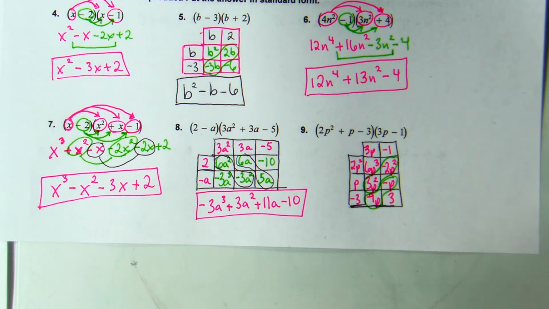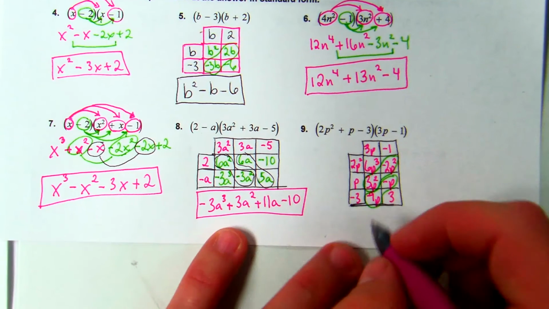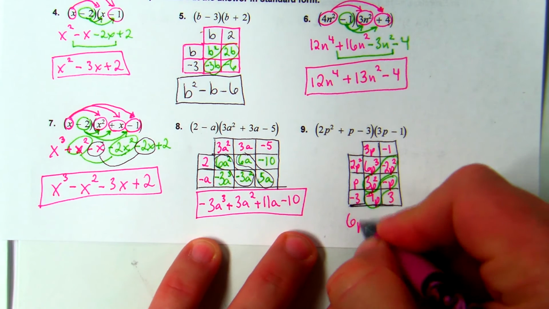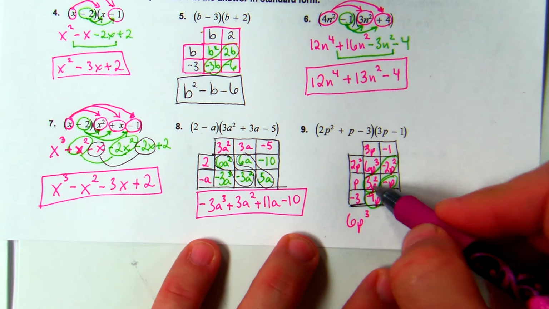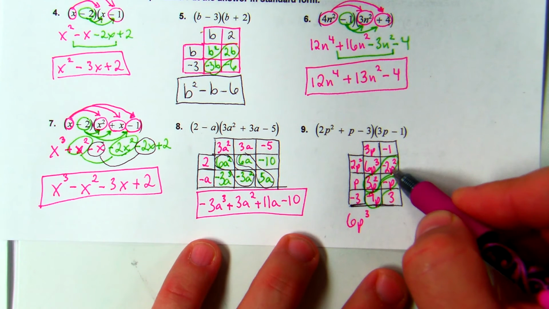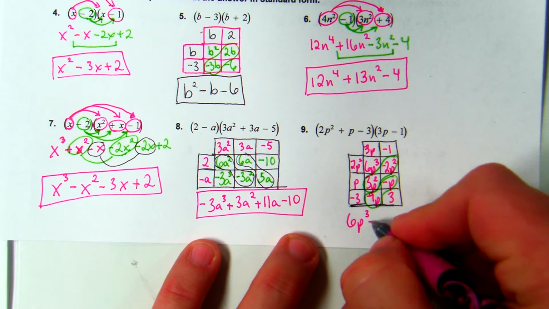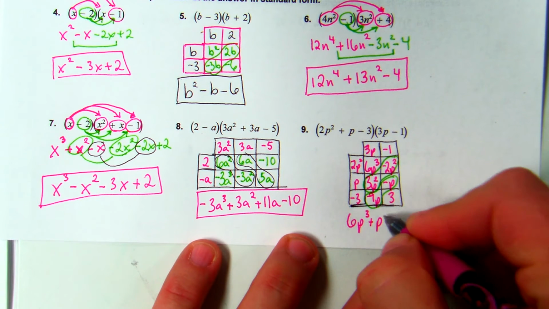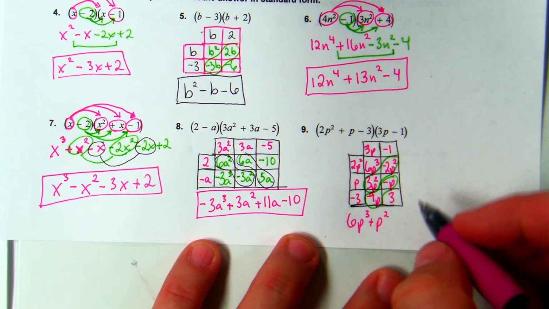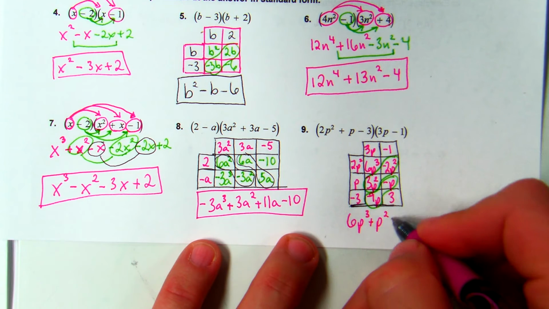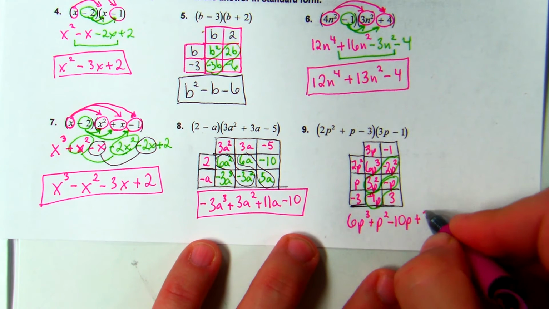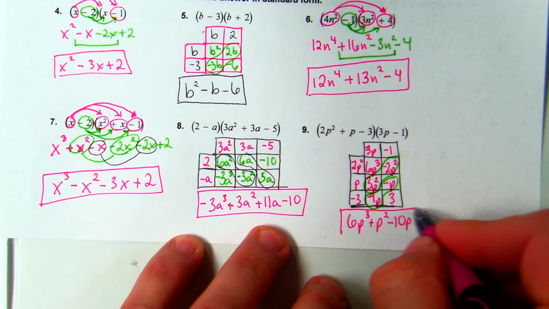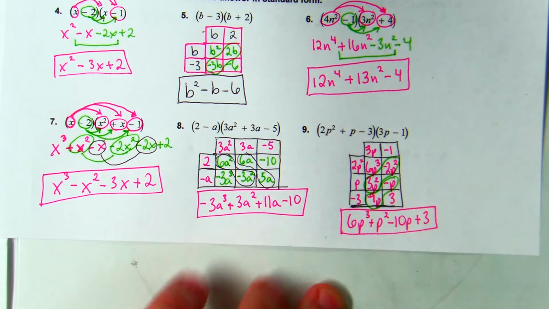Okay, so final answer. We're going to have 6p cubed. That's the highest degree term that we have. I'll combine 3p squared and negative 2p squared, and I'll end up with a positive 1p squared. Then I'm going to have this negative 9 and negative 1, which makes a negative 10p, and then I have my constant of 3, and that's my answer on number 9.